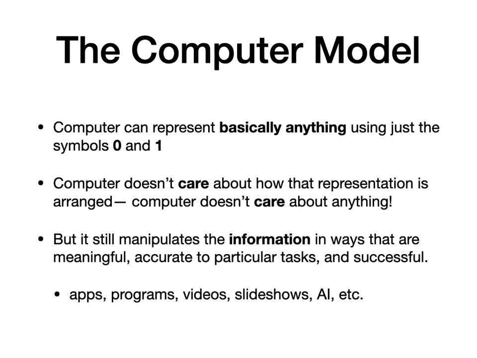They don't care about how the representation is arranged. It doesn't care about anything. It doesn't know anything. It just is. It is designed to move that information in very specific ways. It still manipulates all the information that makes it meaningful, accurate to whatever task it's designed to do, and successful. So every app you've ever used, every program, every video you've ever watched, every slideshow you've ever sat through, every AI algorithm you've marveled at, they're all just 1s and 0s moving really fast in a specific way.